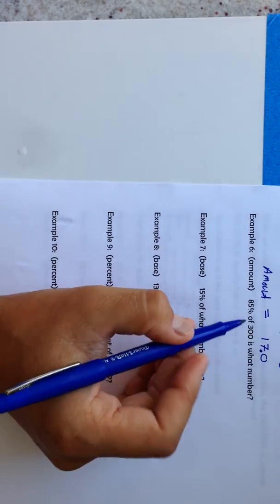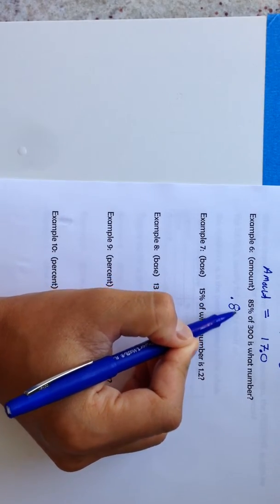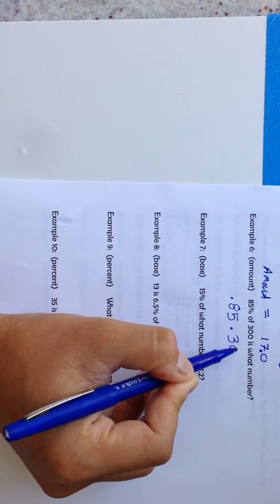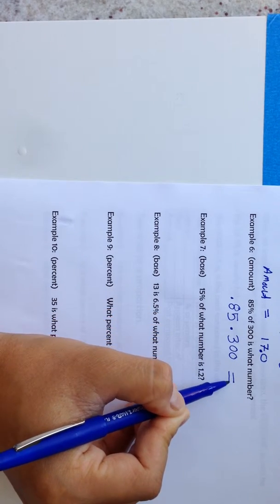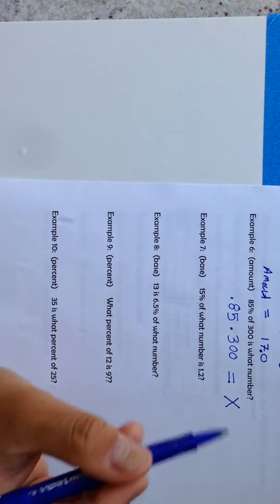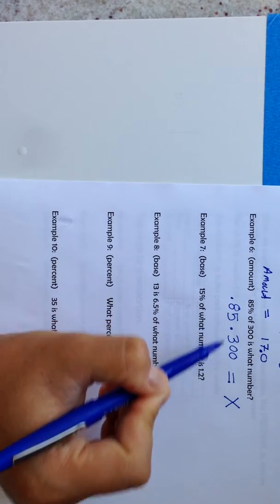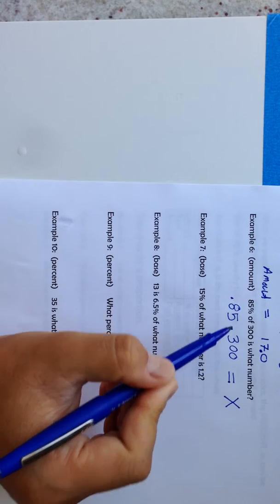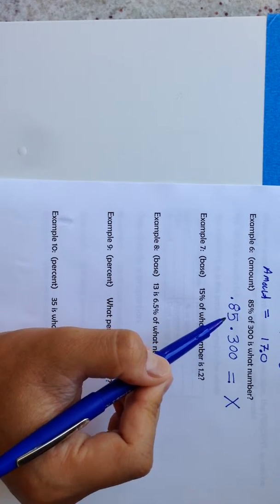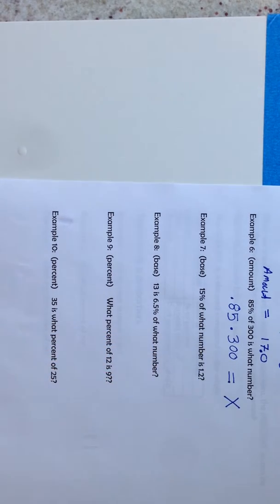All right. So again, 80%, 85%, direct translation of 85% of 300 is what number? Okay. So we're looking at percent times the base. This is going to tell us how much we save. So you bought a big old TV and they give you 85% off. So how much do you save if the original cost was $300?